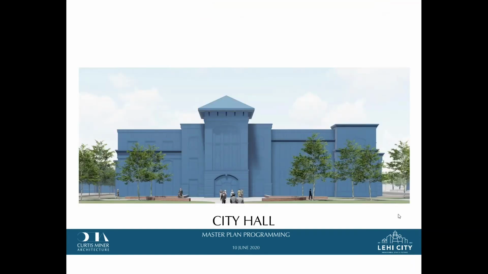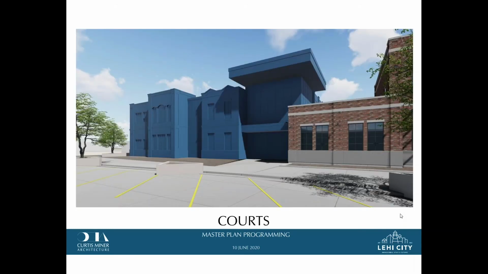City Hall, here's a conceptual design of what City Hall could potentially look like. Has an asymmetrical design, very prominent. The Courts Building would be attached to the current Lehi Police building that's being built and slated to be open this year.